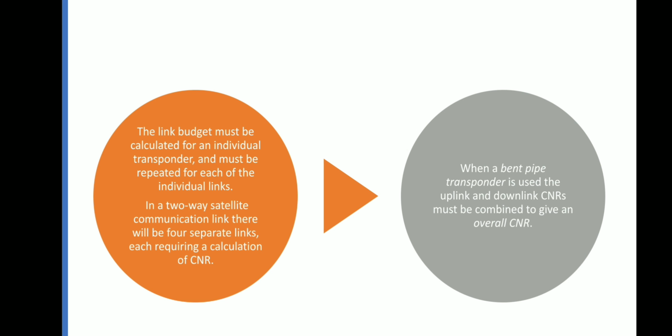The link budget must be calculated for an individual transponder, and must be repeated for each of the individual links. In two-way satellite communication, there will be 4 separate links, each requiring a calculation of CNR. We have calculated the CNR for a specific transponder, and this link budget has to be repeated if there are many transponders, each having different parameters. If the parameters are the same, then obviously we need not do it again, and it has to be repeated for different links. If two-way communication is there, there are 4 links involved, and we have to do it for all of them.